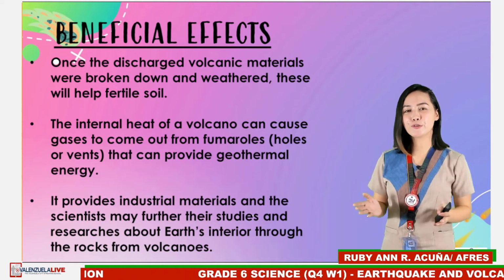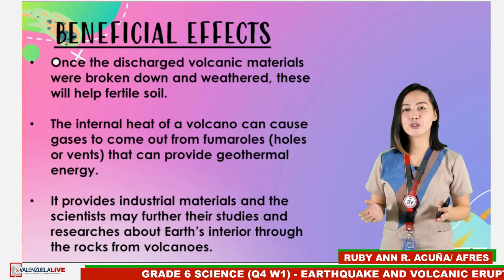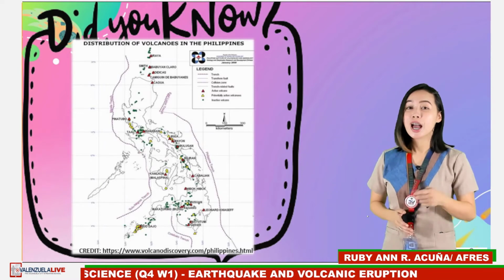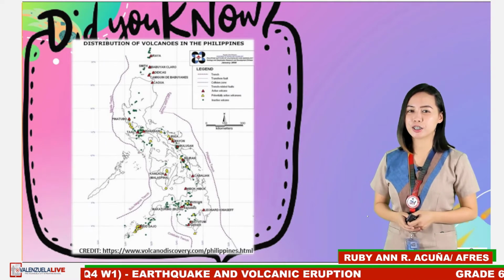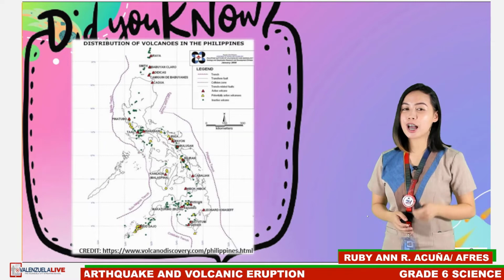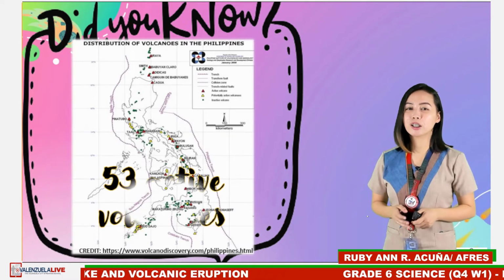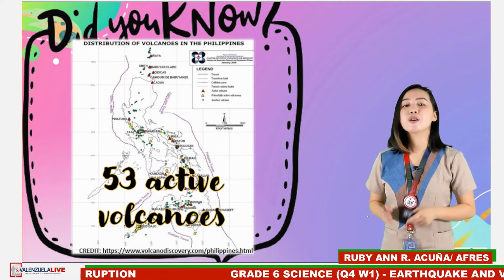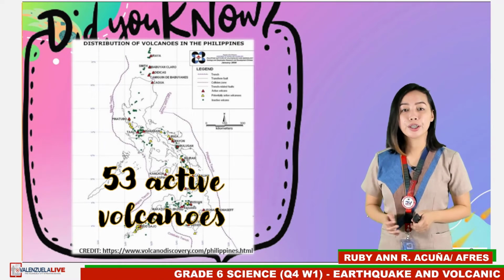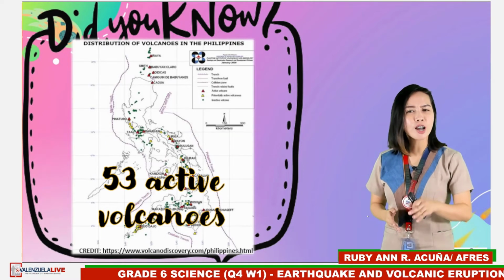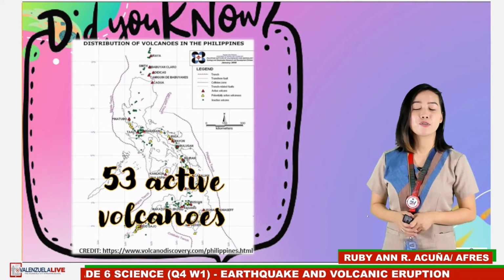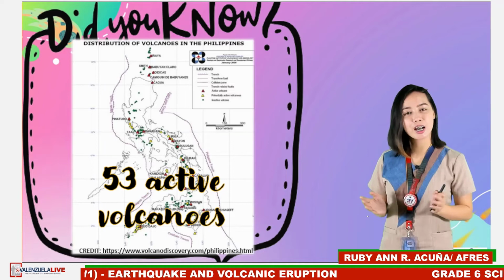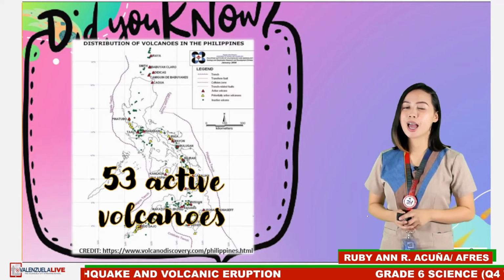According to the Philippine Institute of Volcanology and Seismology, or PHIVOLCS, there are 53 active volcanoes in the country. If you are asking why there are so many active volcanoes, it is because the Philippines belongs to the Pacific Ring of Fire, wherein a string of volcanoes runs around the edge of the Pacific Ocean, where earthquakes and volcanic activities normally happen.